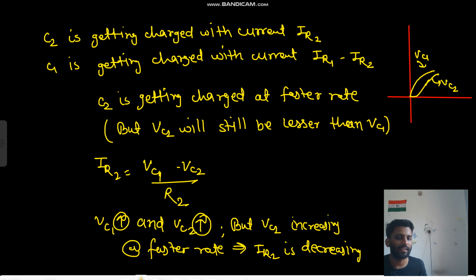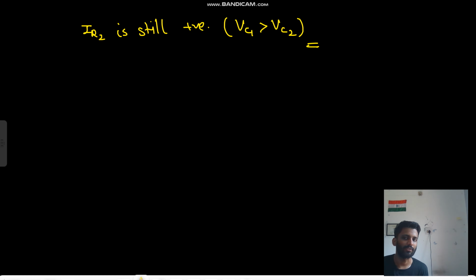At steady state only your IR2 will be equal to IR1. This point we will see in the end. Now your VC1 is also increasing and VC2 is also increasing, but VC2 is increasing at a faster rate, so your IR2 is decreasing. And IR2 is still positive.